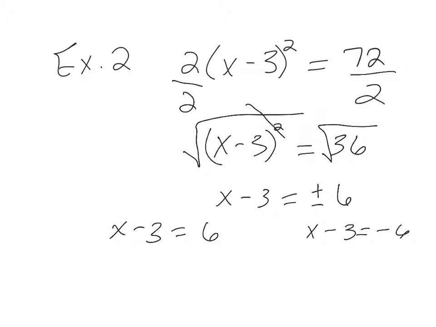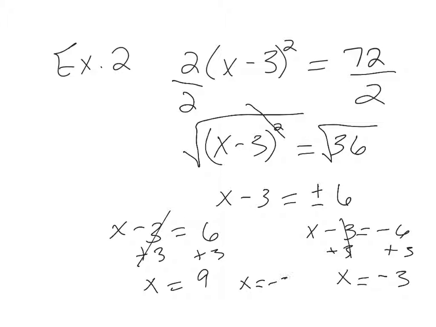And I need to solve for both x's. So I know I need to add 3 to both sides, and that works for both equations. Here, this cancels out, I'm going to have x equals 6 plus 3, which is 9. And over here, this cancels out, I'm going to have x equals negative 6 plus 3, which is negative 3. So my answers, my x-intercepts for this quadratic, would be at negative 3 and 9.